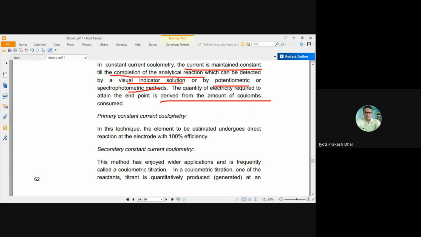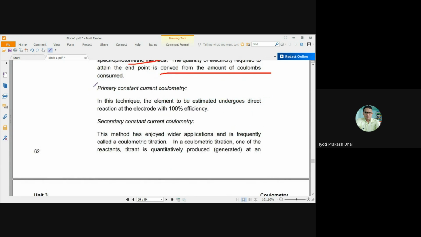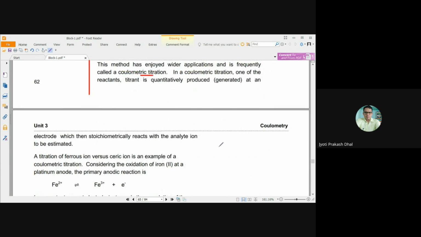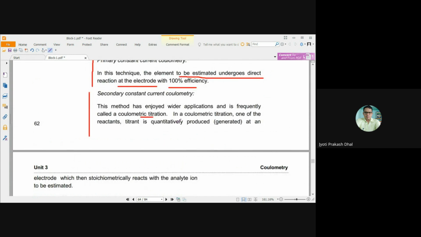Then the quantity of electricity required to attain the endpoint is derived from the amount of coulombs consumed. So in the primary constant current coulometry, in this technique, the element to be estimated undergoes direct reaction at the electrode with 100% efficiency. But in secondary constant current coulometry, this method has large application and is frequently called coulometric titration.